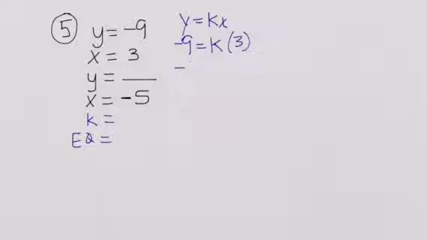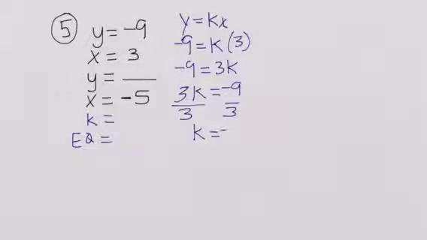So now we're going to have -9 is equal to 3k, as we're solving for the constant of variation. We're going to do symmetrical. 3k is equal to -9. Divide by 3, divide by 3. K is going to equal -3. So now we know our constant of variation is -3. If our constant of variation is -3, now we can write our equation. So our equation is going to be y is equal to negative 3x.